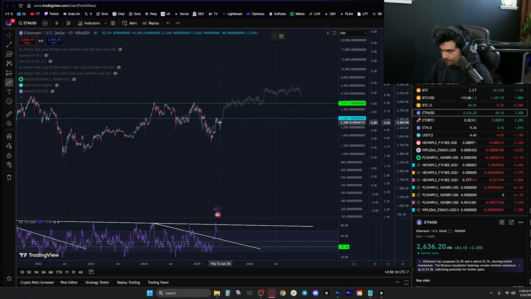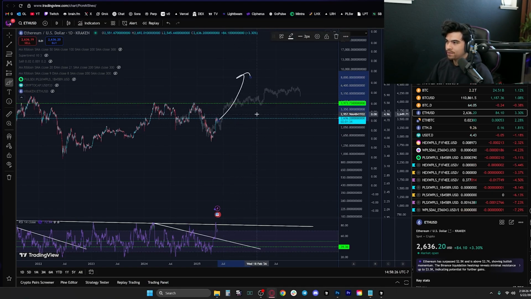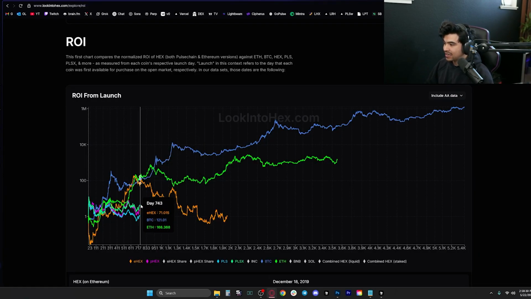Again, that's just my take. And once we start doing that, if we start doing that soon, right, whenever we start doing that and start hitting these higher levels, then that, in my opinion, is when we can actually start seeing this chart break out and do a similar run up to what HEX did last cycle. Again, that's just my take.